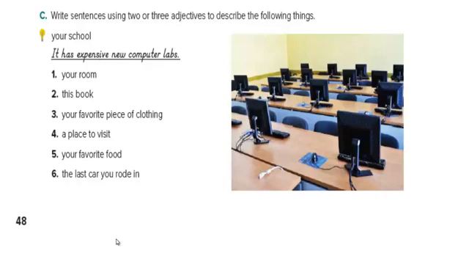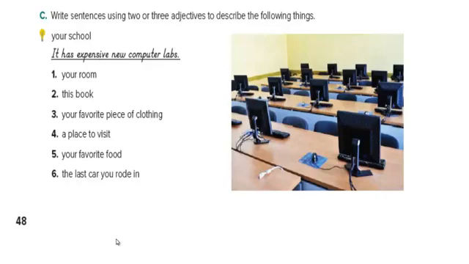Okay, the piece of grammar that is being discussed here is the adjective order, the order of adjectives. If we have more than 2 or 3 adjectives in a sentence, how can we arrange them? Do you remember? It was in the first unit. So, about my school, what can I write? It has expensive new computer labs.